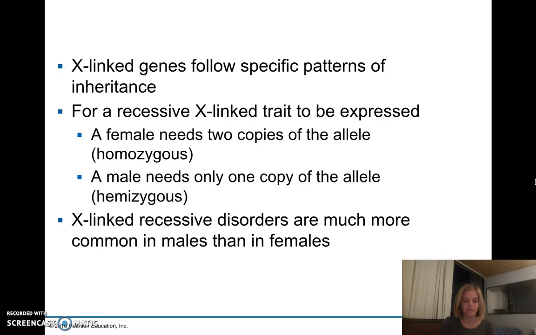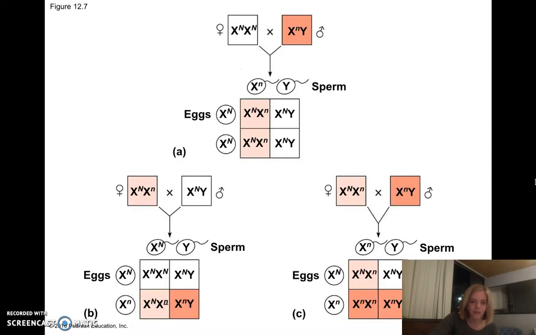So because of that, X-linked recessive disorders are much more common in males than in females. You can see here an example of a recessive X-linked disorder. If we have a dominant purebred mother and a recessive purebred father, his sperm can either give us the recessive trait on the X or a Y, and from the mom, we're going to get the dominant trait in both cases.